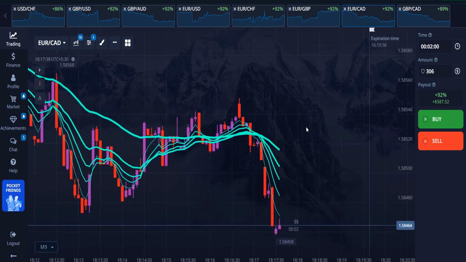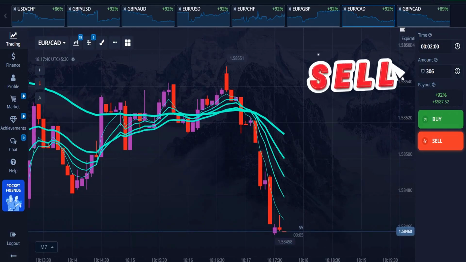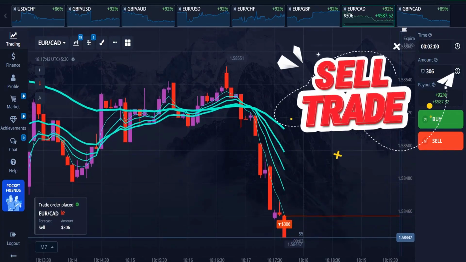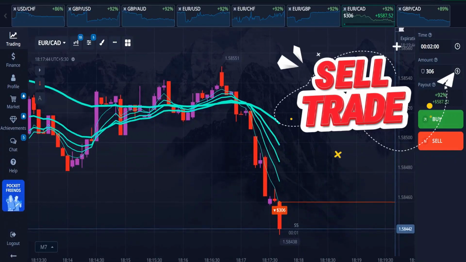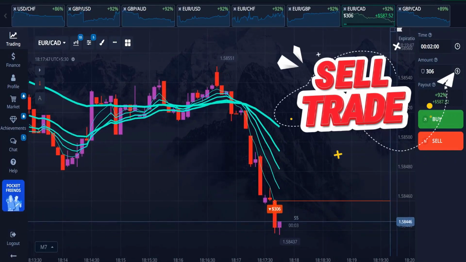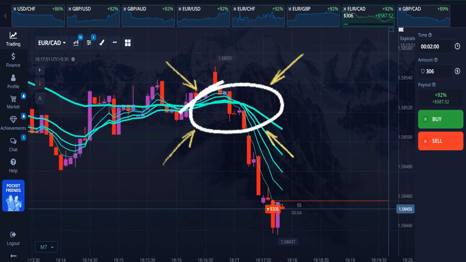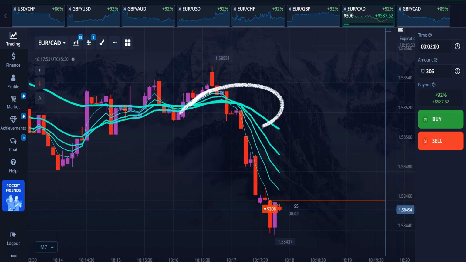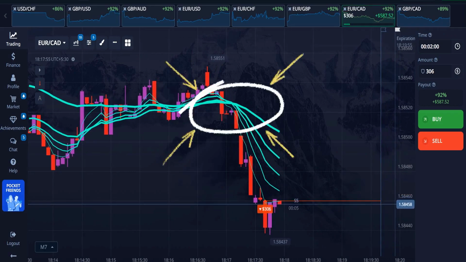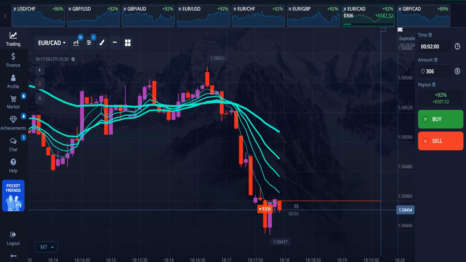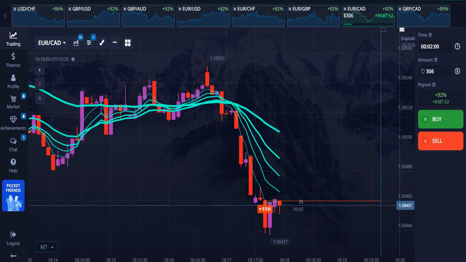Now let's take a look at our 5th and final trade of the session, a sell trade using the 5 EMA crossover strategy. At first glance, everything looked good. The EMAs had started crossing and aligning from bottom to top, and price was below all EMAs. It seemed like the beginning of a new downtrend, so I entered a 2-minute sell trade right here. But here's where it gets tricky.